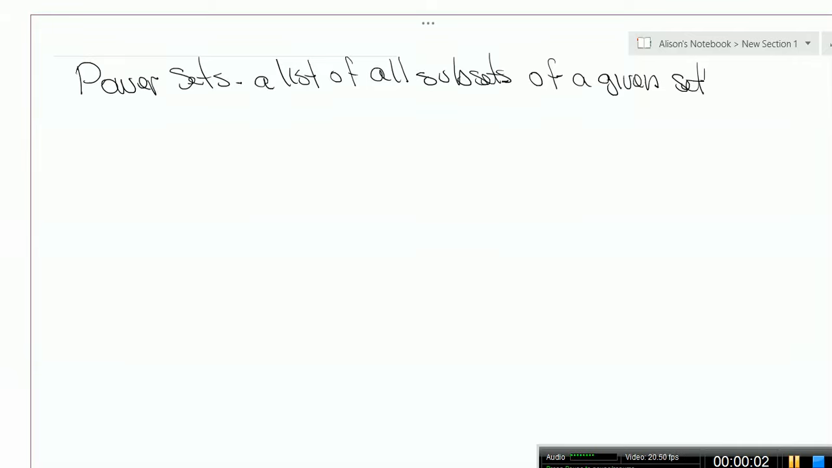All right, we're going to do a quick review of power sets. The idea behind a power set is that it's a list of all the subsets of a given set. So let's start with the set of all of your friends. Okay, maybe not all of them, but how about if we just do 3 of them?